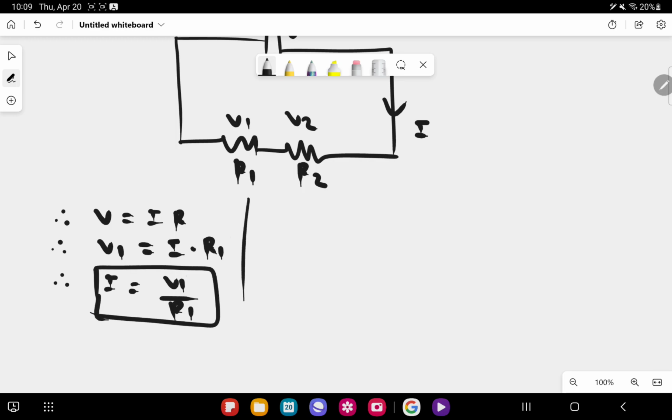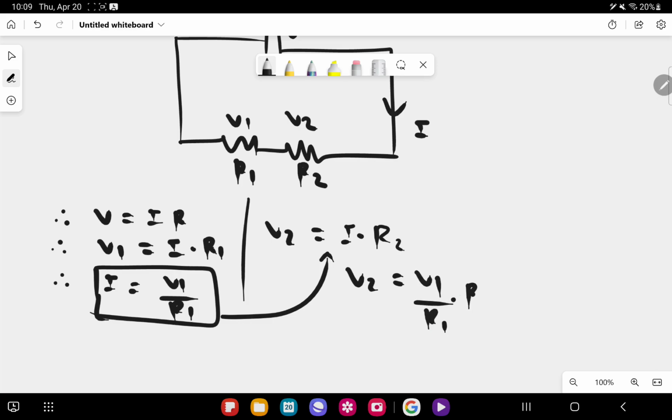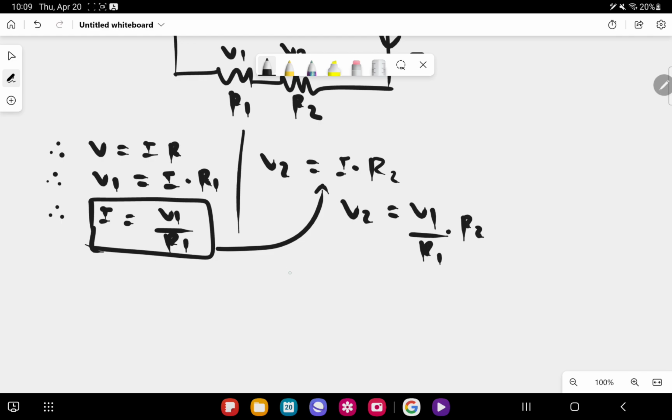Alright, folks. Similarly, V2 is equal to I times R2. Now, let's substitute the value of I into this equation. Therefore, V2 is equal to V1 over R1 times R2. So, from here, V2 over V1 is equal to R2 over R1.